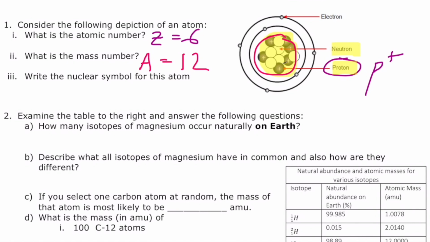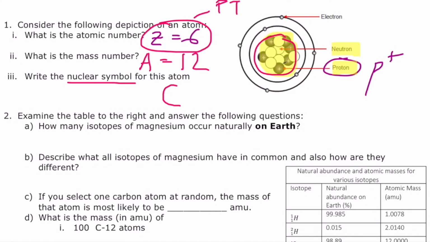Now, write the nuclear symbol for this atom. So the nuclear symbol for the atom, it's the carbon, like this, okay? That is the symbol. It's the carbon because I know that the atomic number is 6. And if I go to the periodic table, the element that has 6 as its atomic number is carbon. So for the nuclear symbol, I'm going to write carbon.